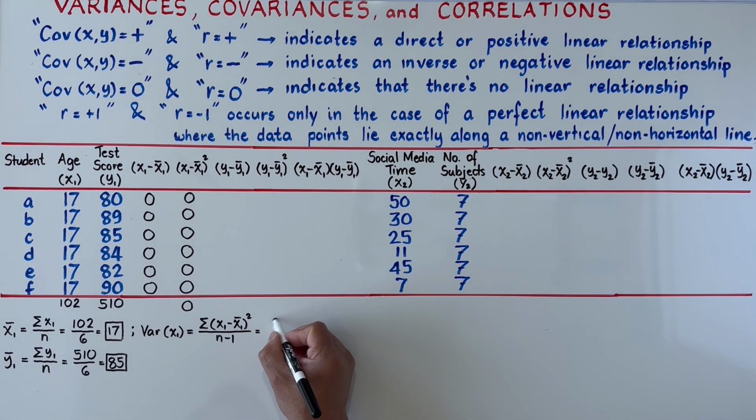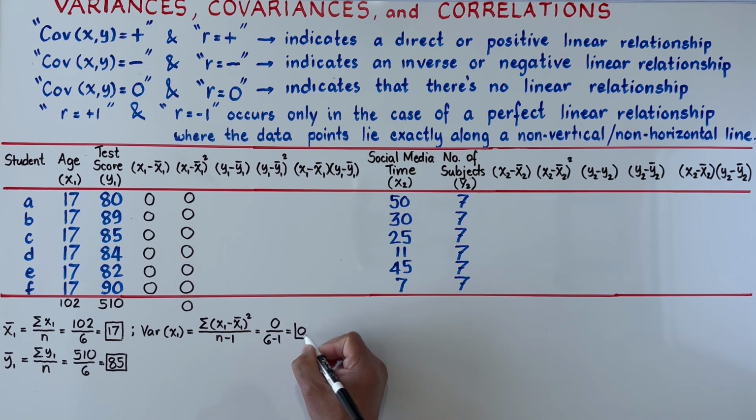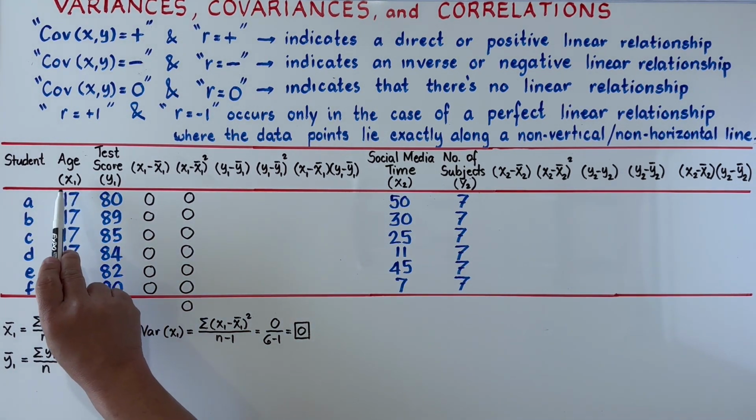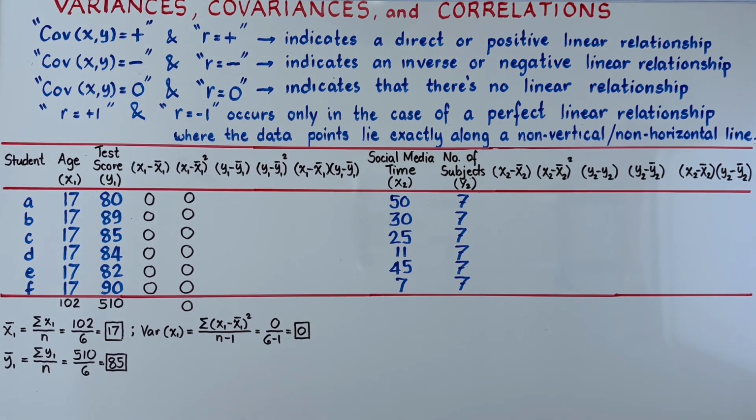So this is 0 divided by 6 minus 1, and the variance is 0. That means that the variance for the variable age, which is x sub 1, is 0, because as you can see, the values are not varying from the mean. It's constant, so we understand that the variance is 0.